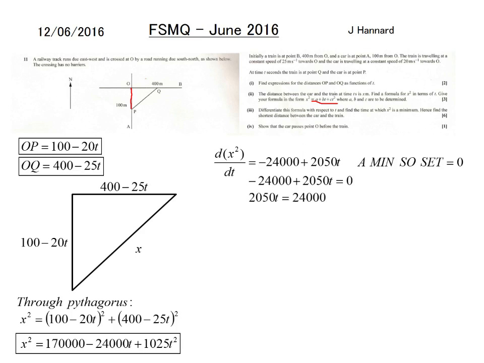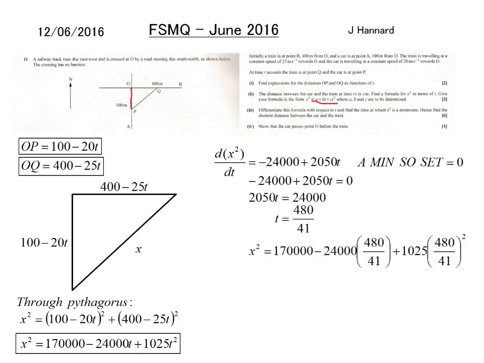which is that, and then divide both sides by 2050, so t is 480 over 41. Just leave it as that for now, and that's what I've done. Then throw that back through your x squared formula to get that, and therefore tidying that up, your x squared is that, therefore your x must be 171.8 meters as the shortest possible distance between them.